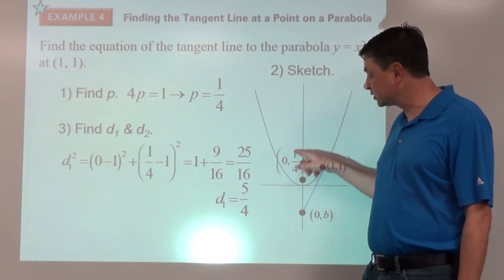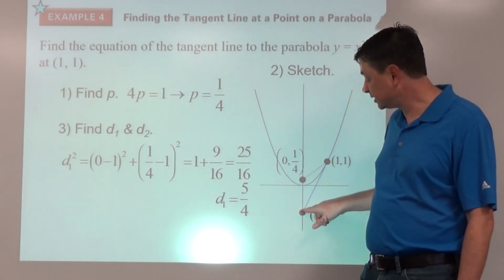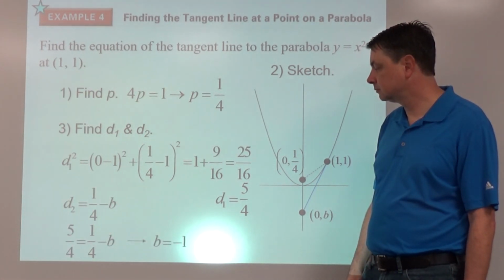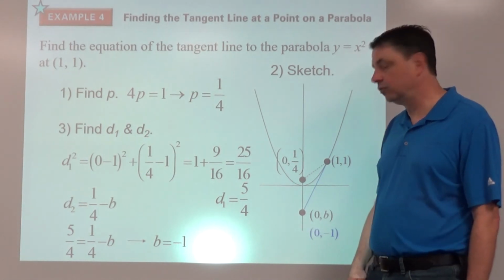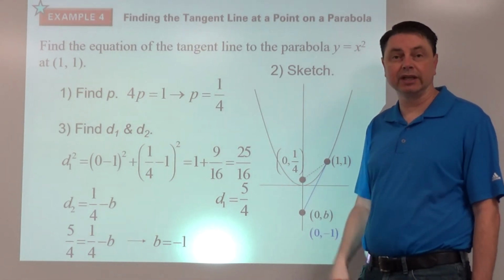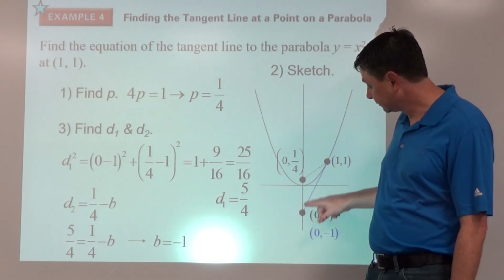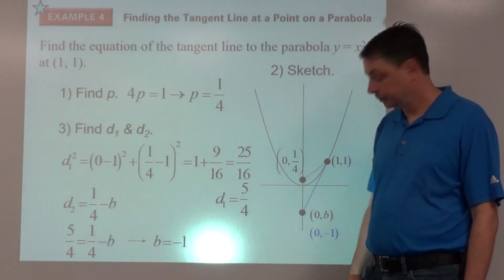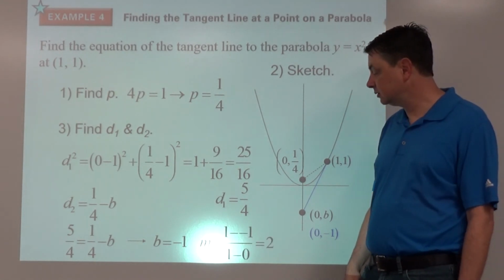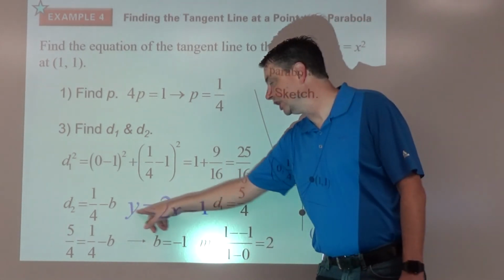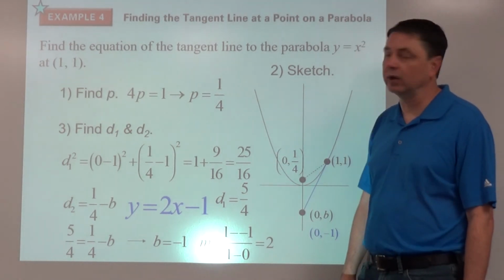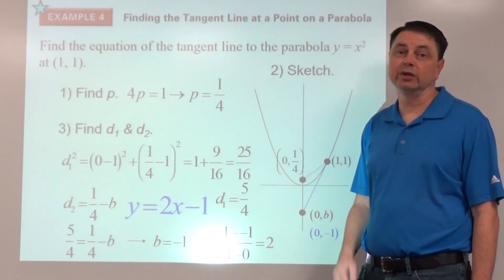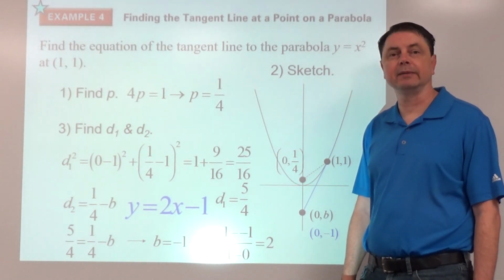So what's 5/4 below 1/4? (0, -1). So the y-intercept is -1. Now we can calculate the slope. We can do the slope formula, or just think we went up 2, right 1, so the slope is 2, and the y-intercept is -1. The equation of the tangent line is y equals 2x minus 1. And once again, that's going to be a lot easier when you do it in calculus. And that's it for today. I'll see you next time.